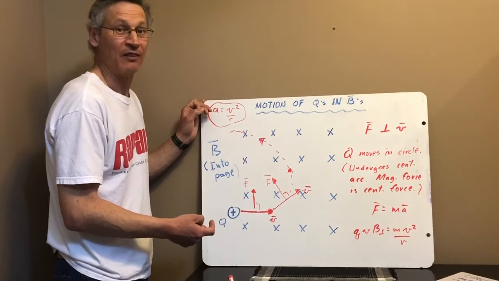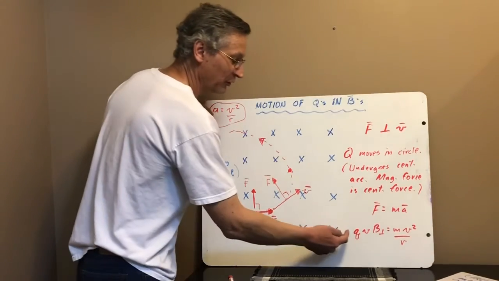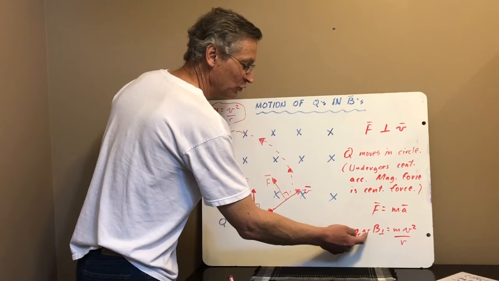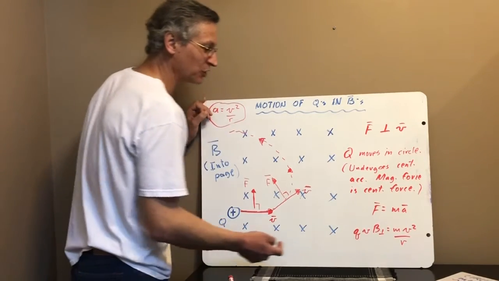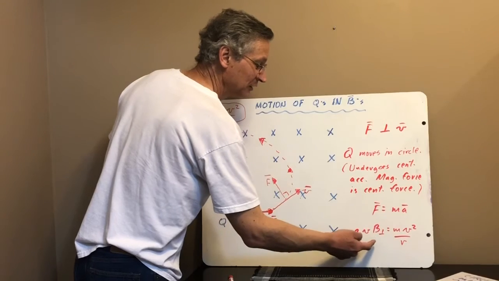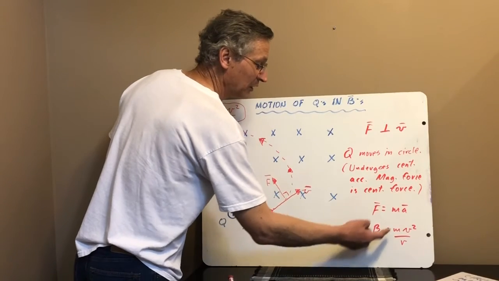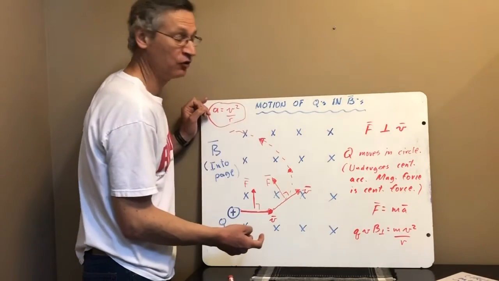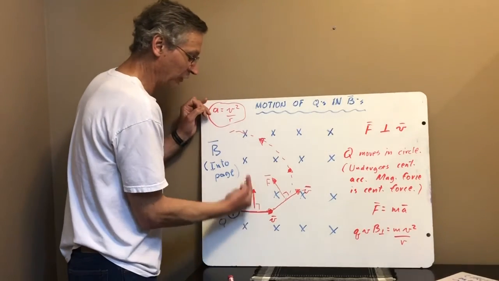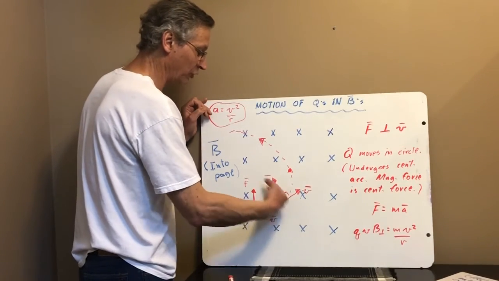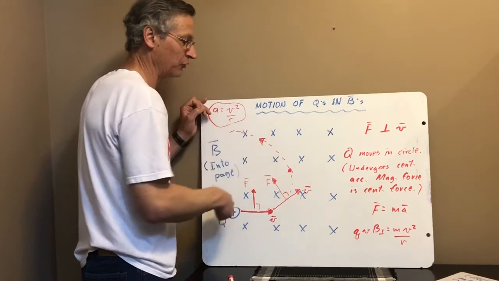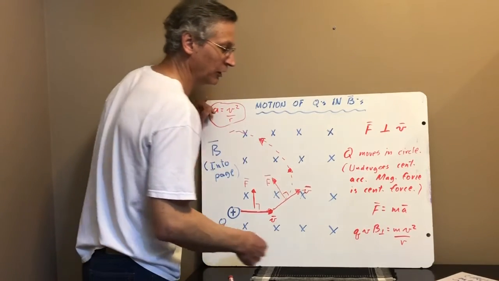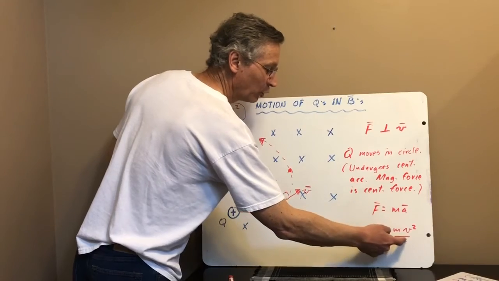And remember, the magnetic force on a moving charge, here's how you calculate it: qvB perpendicular. And that's going to be equal to the mass times the acceleration. And remember, the acceleration is the inwards acceleration. If something is traveling in a circle, it is always accelerating in towards the center of the circle. That is centripetal acceleration. So the acceleration is v squared over r.